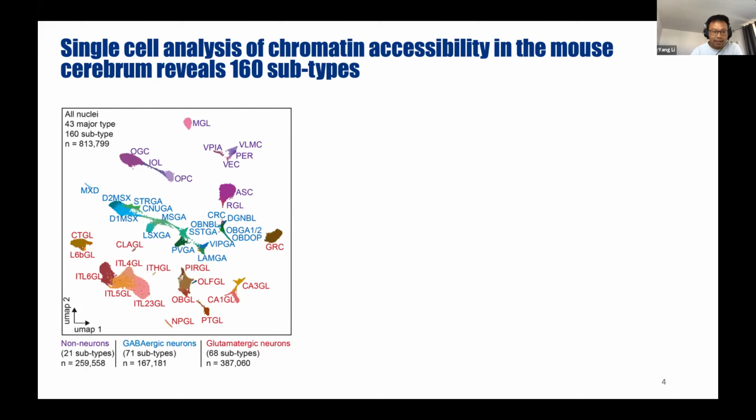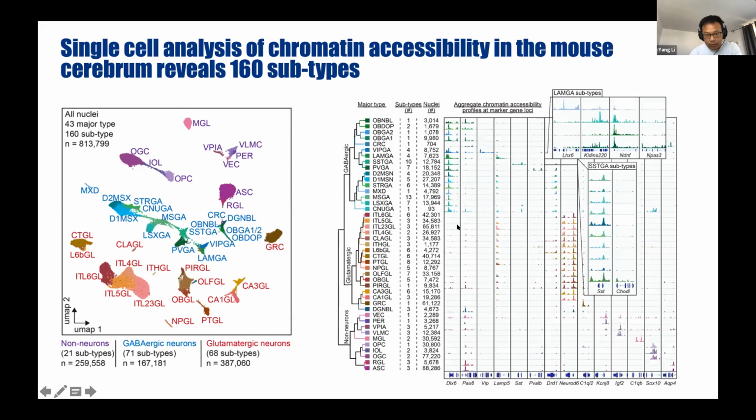In our data set, one third of the cells are non-neurons, another third are GABAergic neurons, and the last third are glutamatergic neurons. All these 43 major types are annotated based on at least 3 previously published marker genes. I will show you a genome track here, so you can see several of the marker genes we use to annotate those cell types.